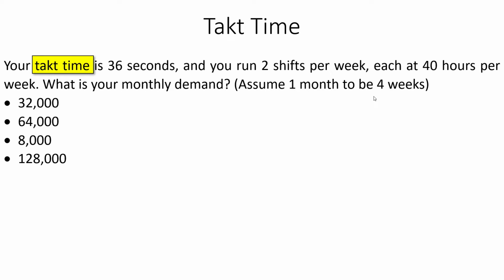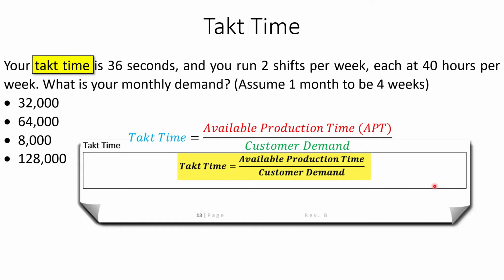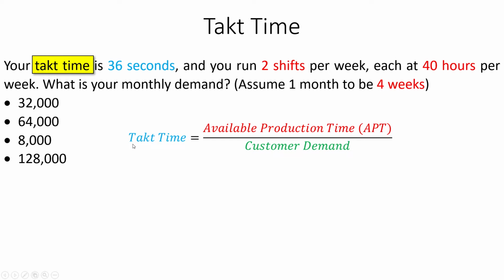So again, when you see keywords like takt time, you can go to your exam day cheat sheet and you can find the equation associated with takt time. Takt time is equal to your available production time divided by customer demand. So let's go ahead and complete this calculation. We're given takt time. We want to solve for the customer demand, and we're also very subtly given the available production time in the problem statement.